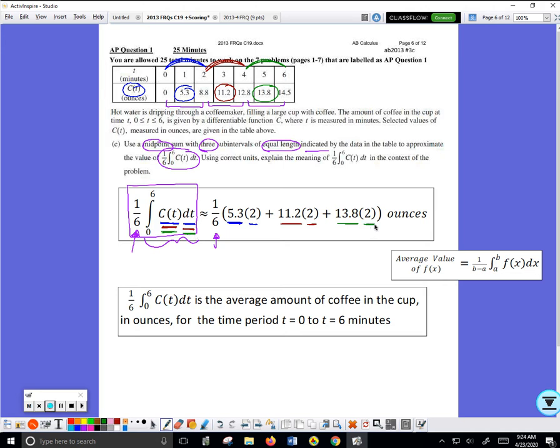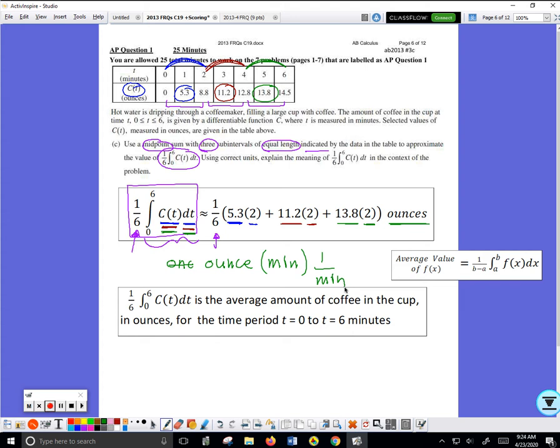We want to make sure you have units. We are finding the average amount of coffee in the cup, so the units have to be ounces. Another way to check the units, it's a little more complicated, is noting that we have units of ounces for 5.3. The 2 is units of minutes. But then the 6 also has units of minutes. That's why the final units are just ounces.